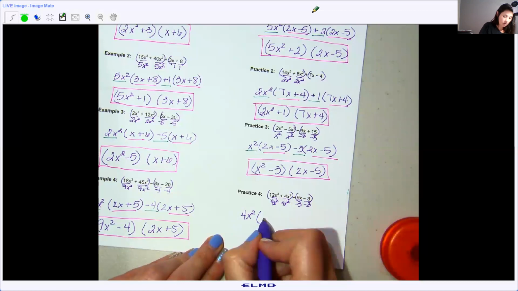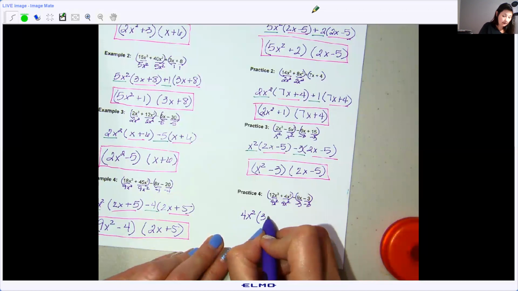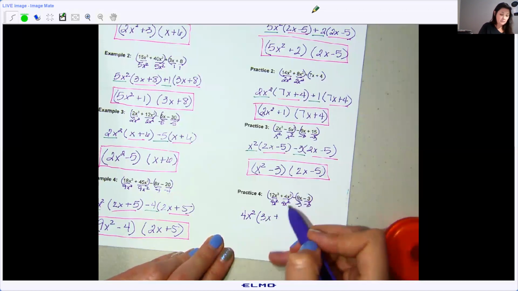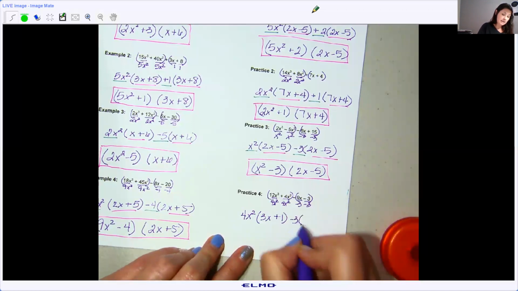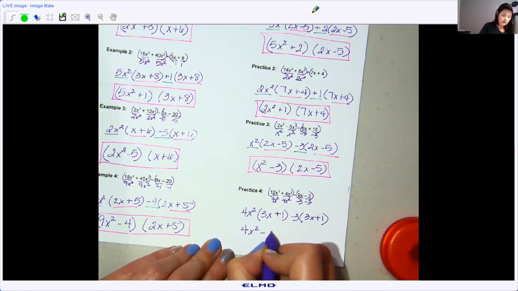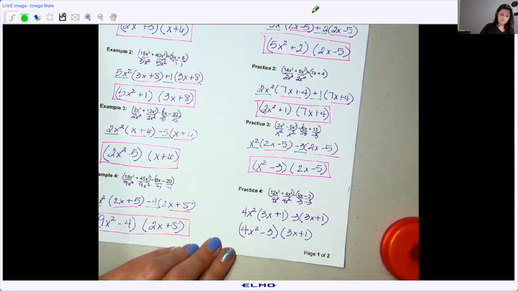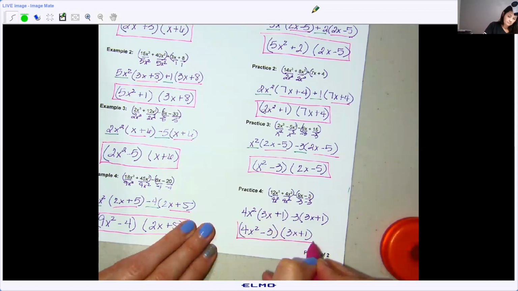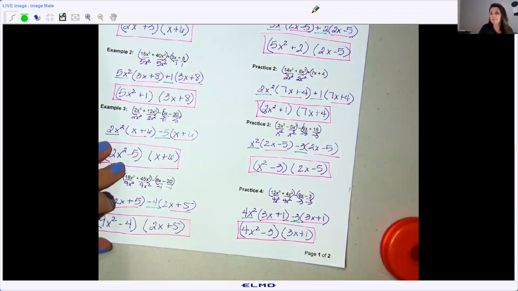So 12 divided by 4 is 3. X cubed divided by x squared is x. And then 4x squared divided by 4x squared is just 1. And I pulled out a -3 from the second set, and I get 3x plus 1. So I have 4x squared minus 3 and 3x plus 1. Okay, so that is factoring polynomials by grouping, part 1.